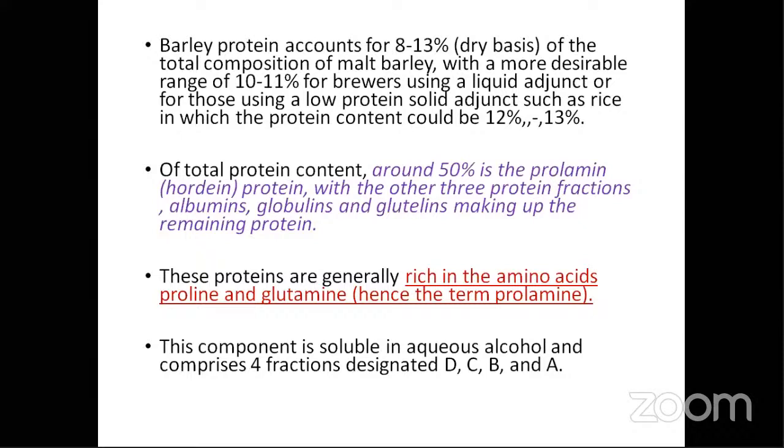So the protein of barley is hordein. As I told you, 50% of the protein content is hordein, and the other three protein fractions are albumins, globulins, and glutelins. Because these proteins are rich in the amino acids proline and glutamine, they are known by the name prolamine. See, pro is taken from proline and amine is taken from glutamine, and combining them, another term was coined, known as prolamine. This prolamine is soluble in aqueous alcohol and comprises 4 fractions: D, C, B and A.